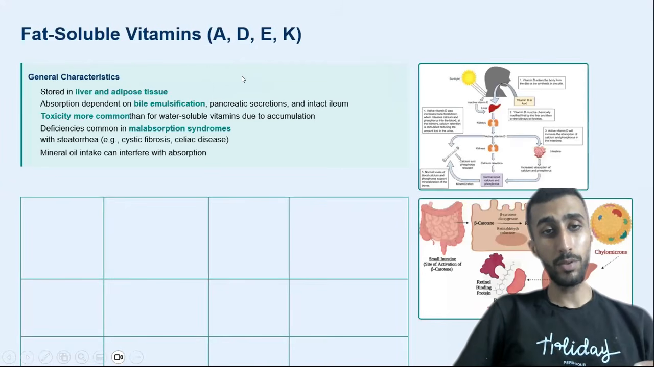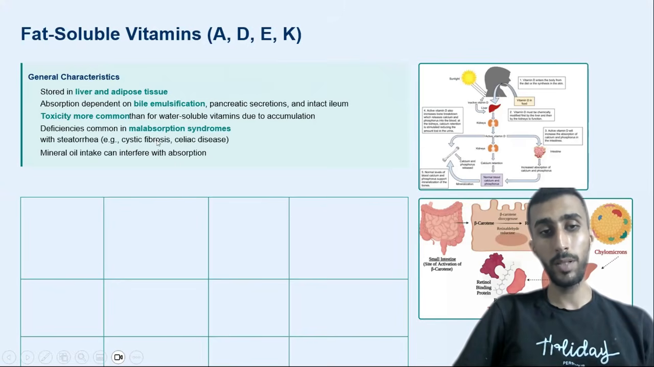So next, the fat-soluble vitamins. They are A, D, E, and K. So there are general characteristics. They are stored in the liver and adipose tissue, and the absorption is dependent on bile emulsification plus pancreatic secretion plus intact ileum. So this translates to the diseases that are going to cause fat-soluble vitamin deficiency.